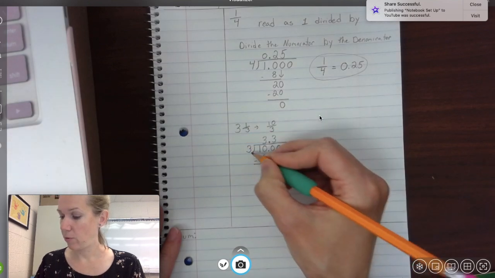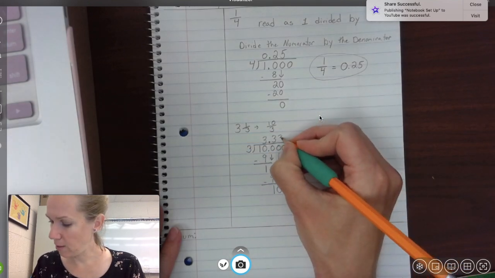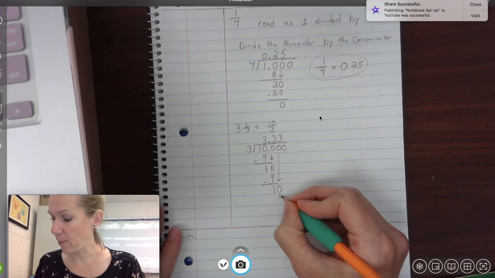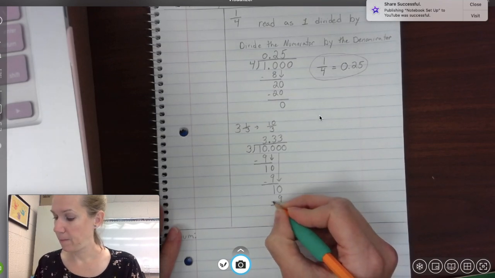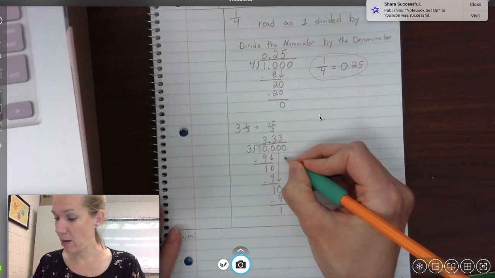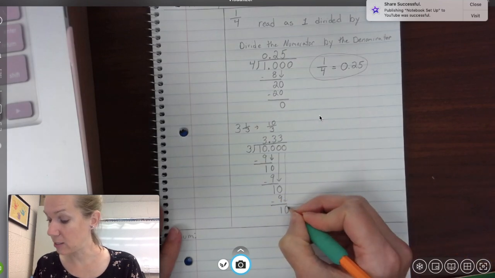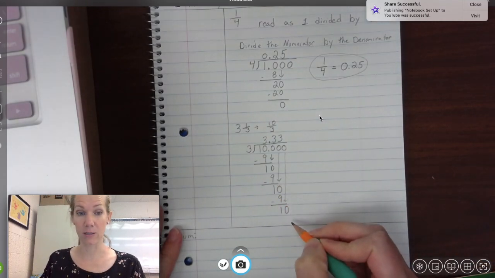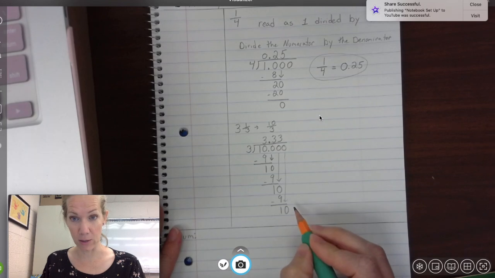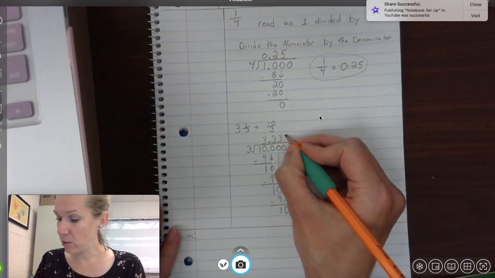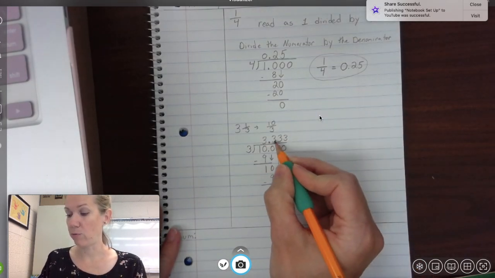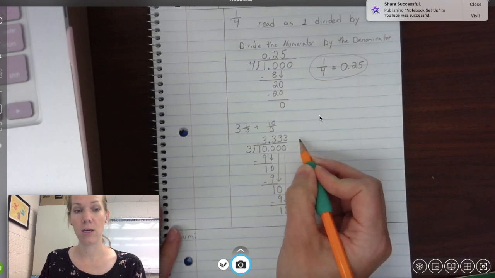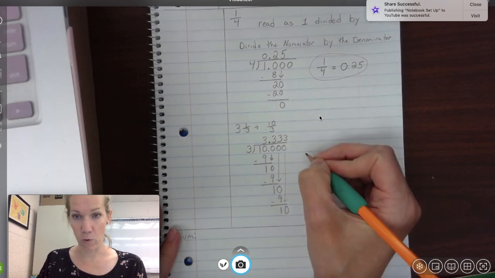0. 3 goes into 10 3 times. Hoping you're seeing a pattern here. 1. And it doesn't matter how many times we do this, it's still always going to give us 1, and then we bring down another 0. So no matter what we do, we're going to get 3.3333333, so on and so forth.